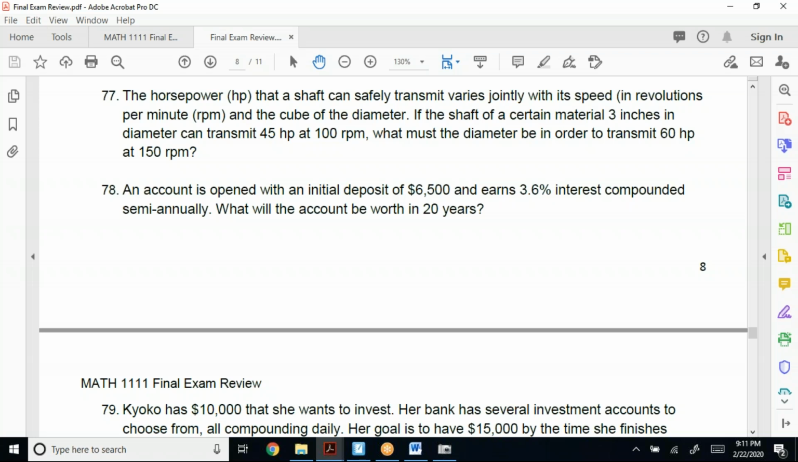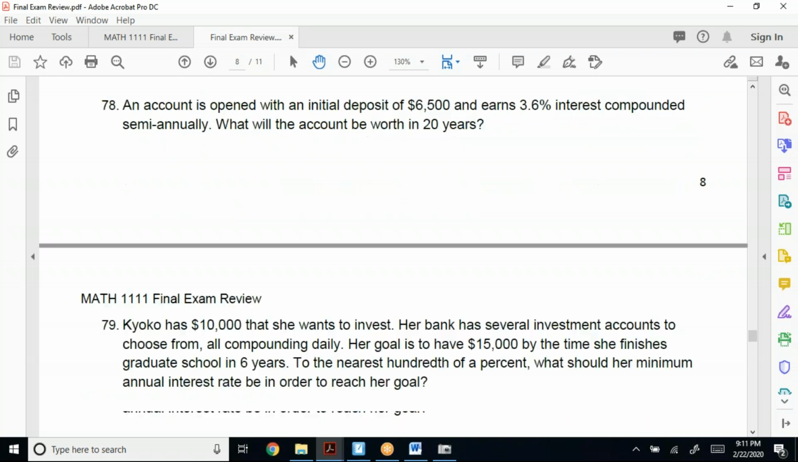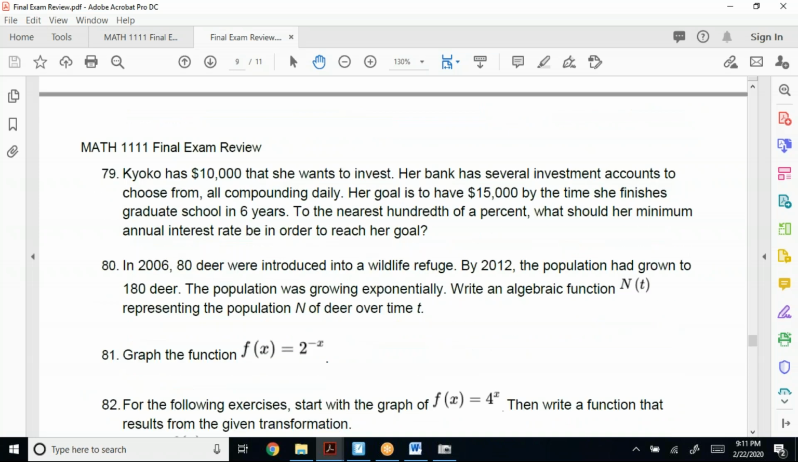78, but you can talk about semi-annually. It's twice a year, but what if it was quarterly or weekly? Quarterly, the n would be 4. Weekly, the n would be 52.